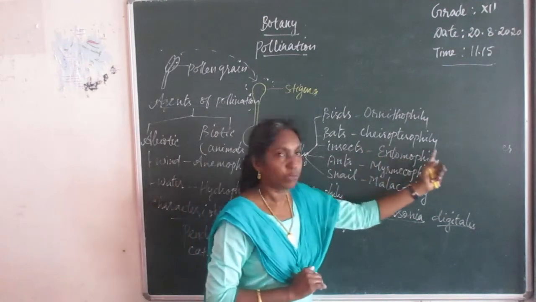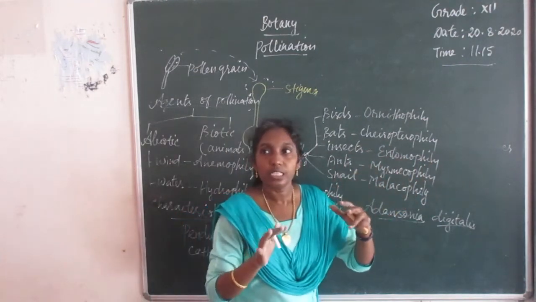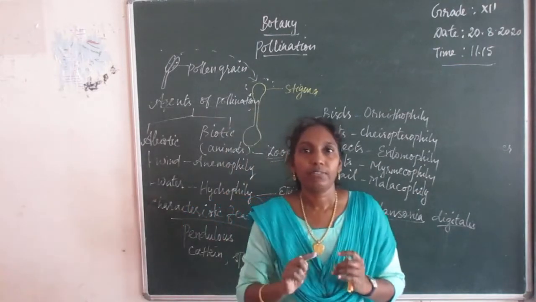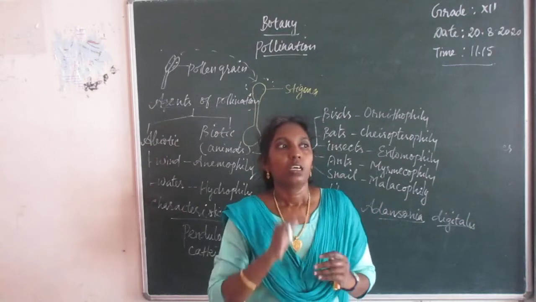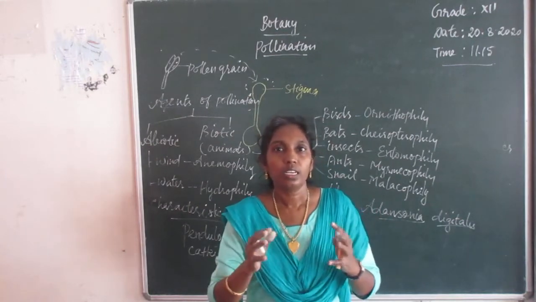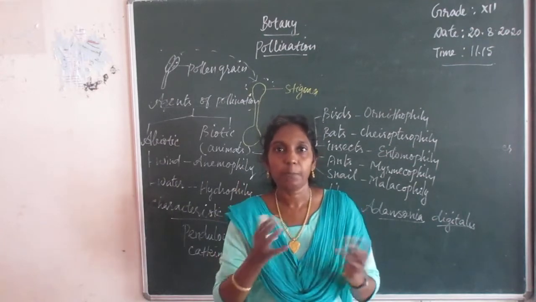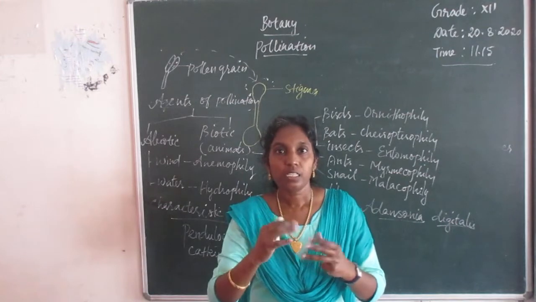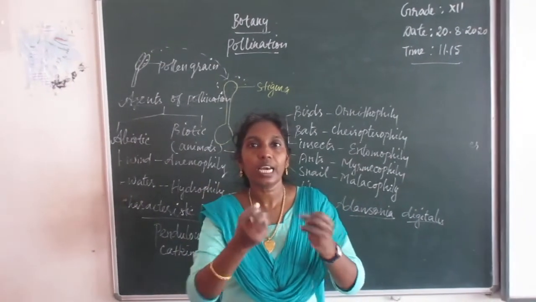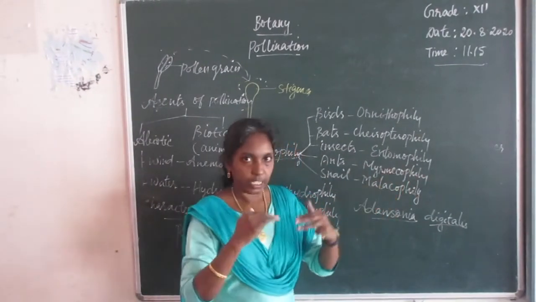That is the chiropterophily adaptation. And entomophily. Entomophily is very important because there are a number of insects like butterflies, moths, flies, honeybees, dragonflies, beetles, pests and ants. All these insects come and visit to collect the nectar. So this type of flower is called an entomophilous flower.